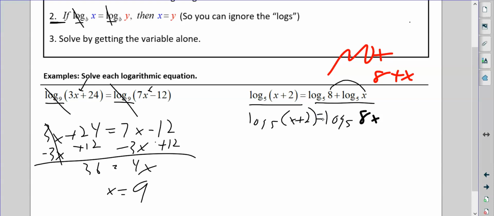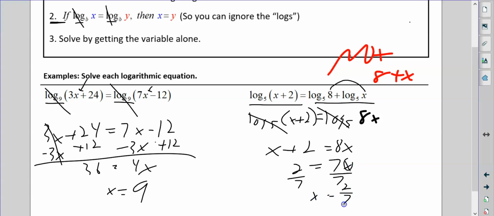Once you have log 5 on both sides, it's gone. x plus 2 equals 8x minus x. 2 equals 7x. Divide by 7. Also, this happens all the time too. If you look at this and write 7 halves, you need to show the steps because you're dividing by what's in front of the x, which is the 7. So it's 2 sevenths, not 7 halves. Okay, very common mistake, and I did see it on previous quizzes. So please be careful of that.